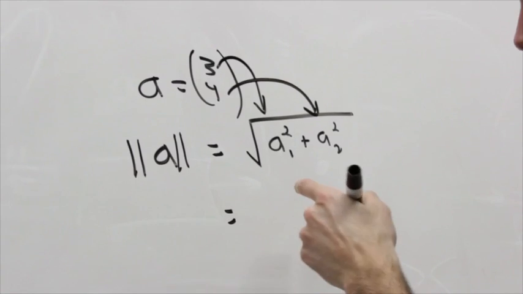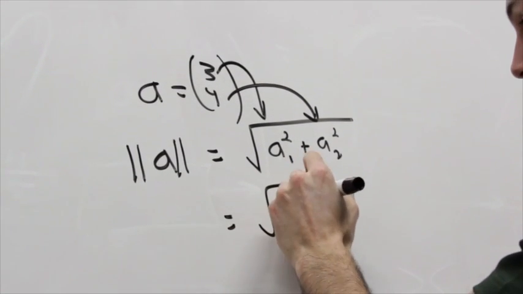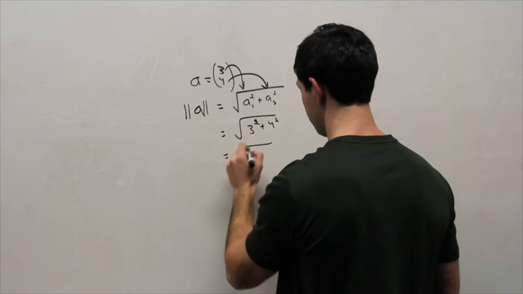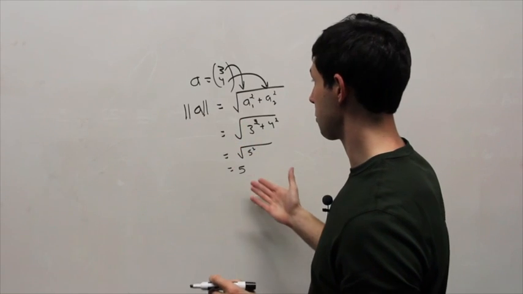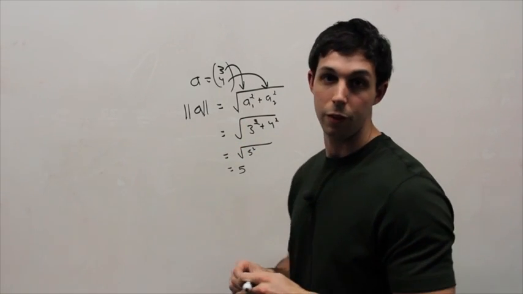So in this situation, we have the square root of 3 squared plus 4 squared, which is just the square root of 25, which is 5. So in this case, the magnitude of A is 5.